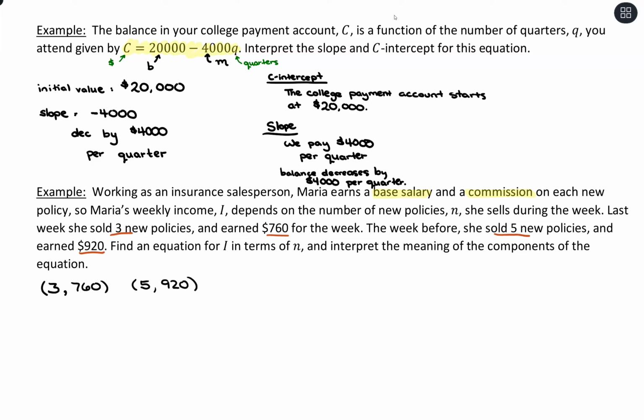So we're going to calculate her income in terms of n, but what we need is slope and intercept. And then what we're going to do is interpret it. But to get slope, what we'll do is our standard difference in y values over difference in x values. I'm going to go ahead and plug that into the calculator. So I'm going to set up my fraction, 920 minus 760 over 5 minus 3, which is 2. So we have a slope of 80.